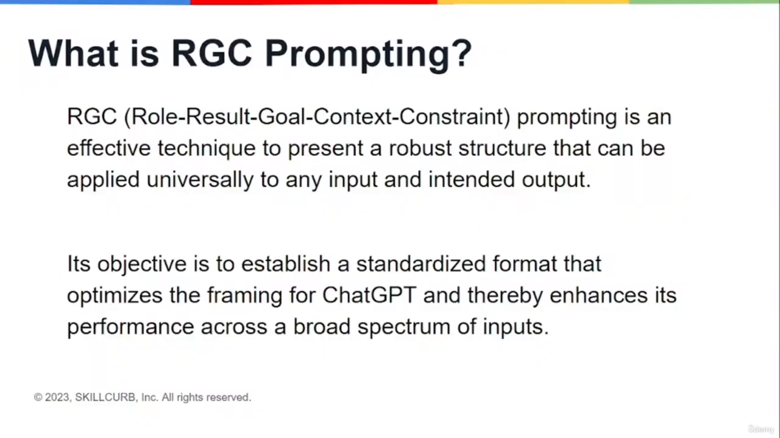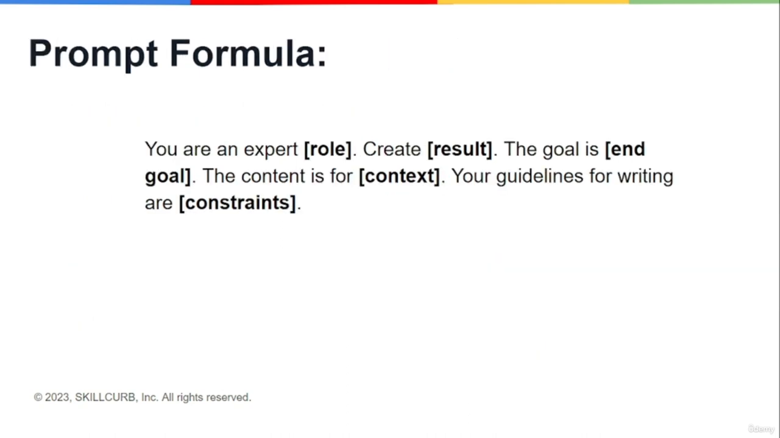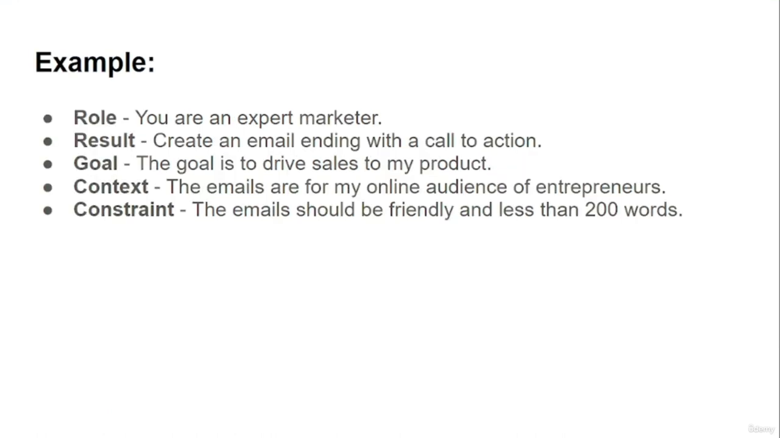Okay, so just like every other prompt, it also has a formula. You'll type in, you are an expert in the role, whatever your role, and you'll say create a result, then you'll type in your result, and then you say the content is, then you type in your context as well, and at the end you'll also tell ChatGPT a few of the limitations or constraints that you want ChatGPT to be careful about.